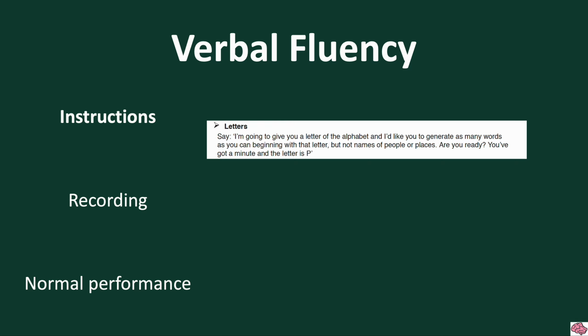Let's talk about actually giving the instructions for the task. So here I've got a screenshot from the instructions for phonemic fluency in the Addenbrooke's cognitive examination. Typically, I would say something like the following. In a moment, I'm going to give you a letter of the alphabet. I'd like you to tell me as many words as you can beginning with that letter in the space of 1 minute. It can be any word you like. It just can't be the name of a person or a place, so no proper nouns.